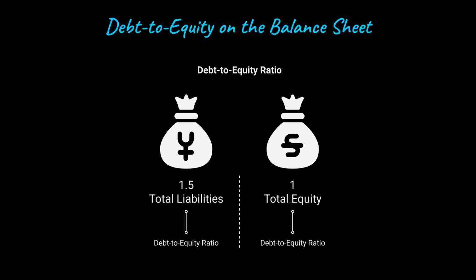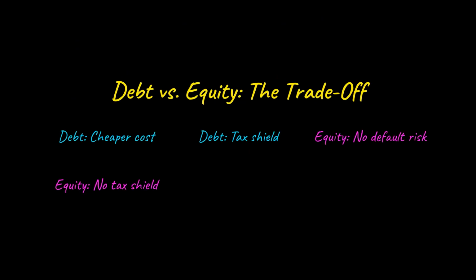Dividing liabilities by equity gives you one clean number representing the firm's leverage. Interpreting the number is straightforward. A ratio of 1 means debt and equity are equal. A ratio of 2 means the firm carries twice as much debt as equity. A ratio of 0.5 means debt is only half the size of equity, a conservatively leveraged firm.